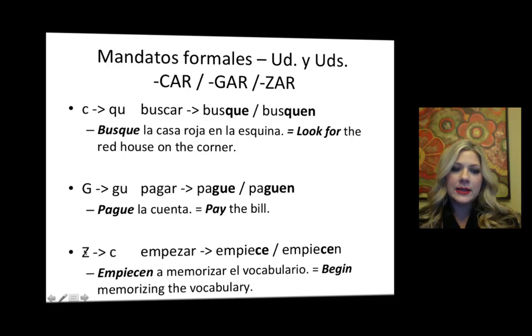And for verbs that end in -zar, we're going to change the Z to a C. Empezar would be empiece, empiecen. And you'll notice that empezar is a stem-changing verb, and it will stem change in the command form as well. So if it stem changes in the yo form, then it will stem change in the command form as well. Empiezan a memorizar el vocabulario.